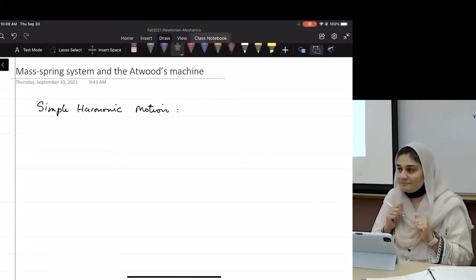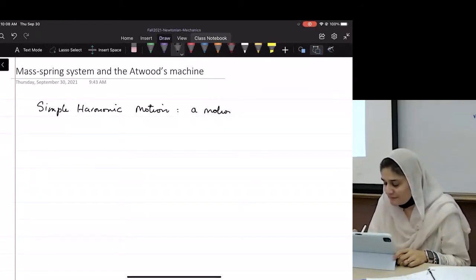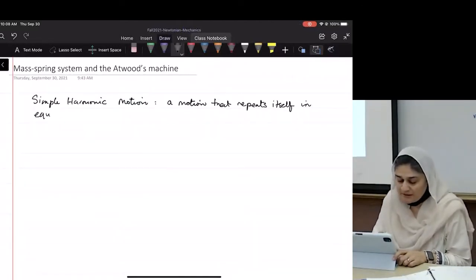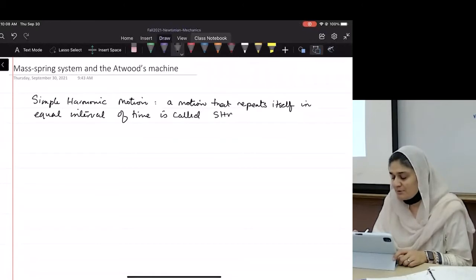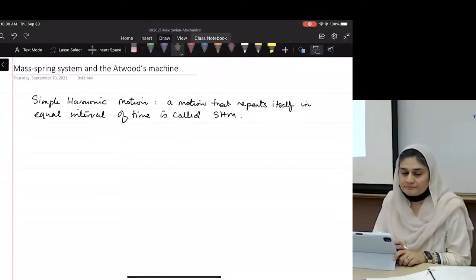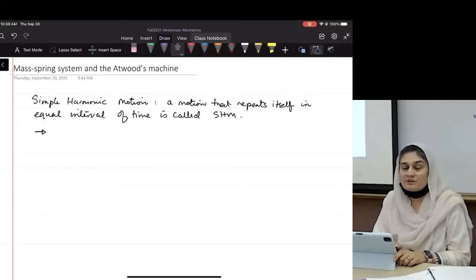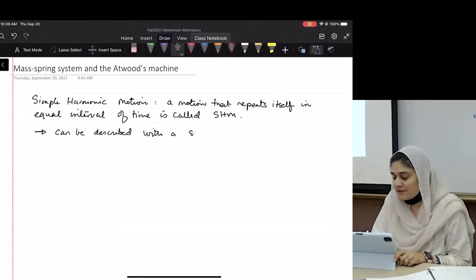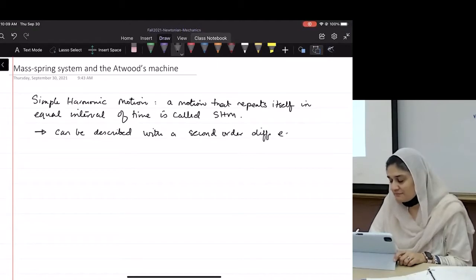Shall we write this down? A motion that repeats itself in equal intervals of time is called simple harmonic motion. A simple harmonic motion is defined by, or can be described with, a second order differential equation.